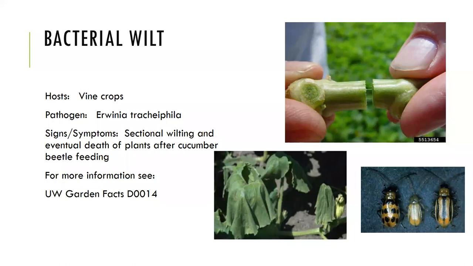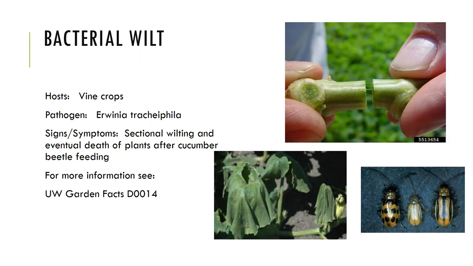The bacteria actually overwinters inside of the gut of that insect. So when these beetles feed on an infected plant, they pick up that bacteria and it stays inside of them. Then when they move on to new plants, they'll create that wound while they're feeding and the bacteria gets into the next plant system. It then multiplies really rapidly throughout the plant, plugs up that water conducting vascular tissue, and then this will result in wilting of the vines.